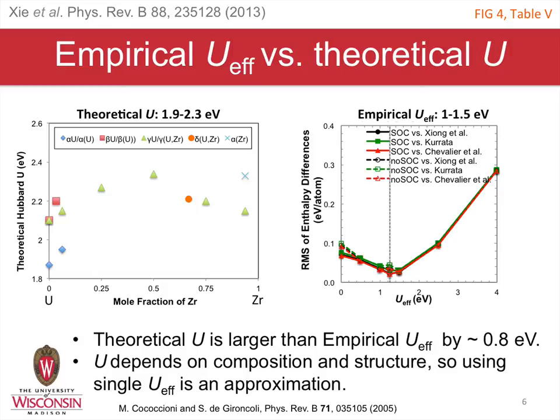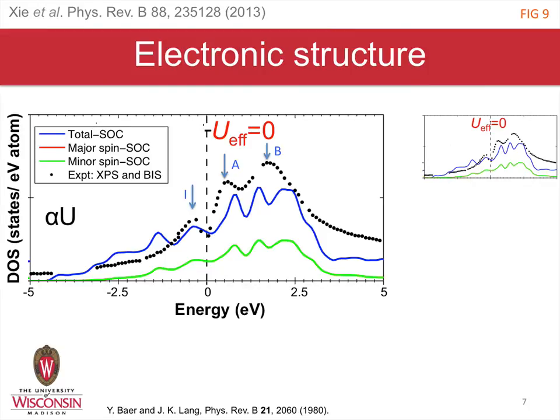The two figures show that theoretical U's are approximately 0.8 eV larger than empirical U's, reasonably close but not the same. This is expected since DFT plus U is based on the Hartree-Fock approximation, which is known to overestimate spin and orbital polarization, and hence requires a smaller empirical U effective to compensate. It is also clear that Hubbard U is dependent on composition and structure, so using a single U effective for multiple phases is an approximation. It is also necessary to check how the electronic structure changes with U effective and whether it is consistent with enthalpy results.